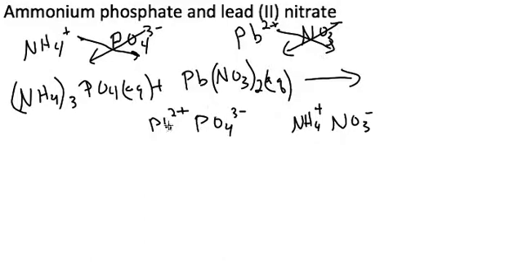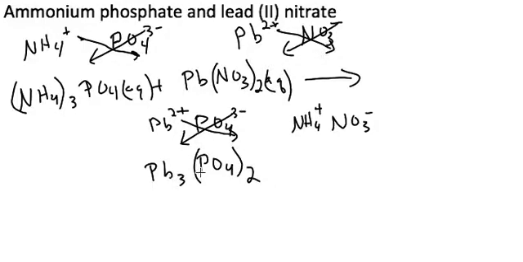So we have our lead-2 with our phosphate. In order to make our neutral compound, we're going to cross the charges. So we will have Pb3, PO4, and that's going to be taken twice. And our other ion pair will be NH4NO3, or ammonium nitrate. This would be called lead-2 phosphate.